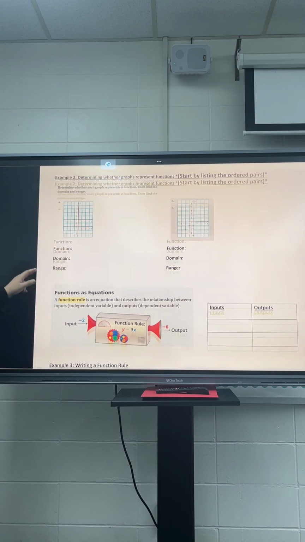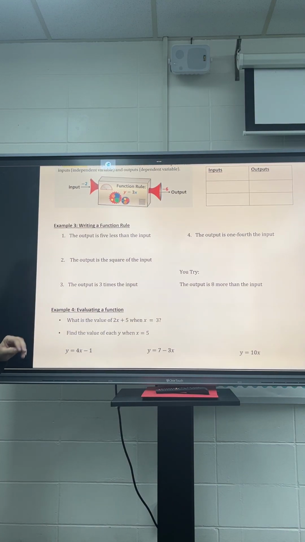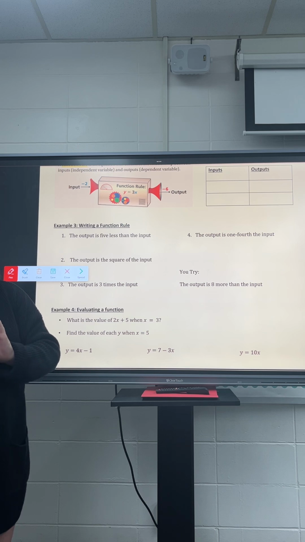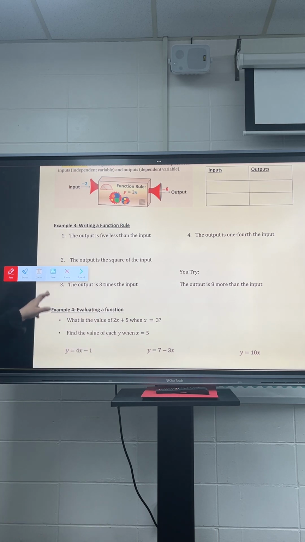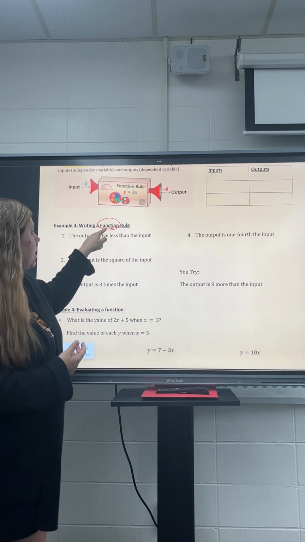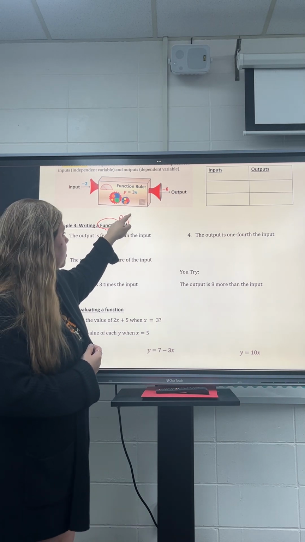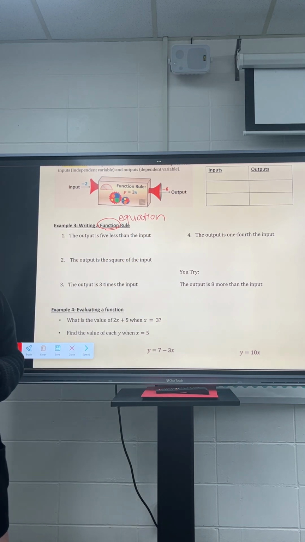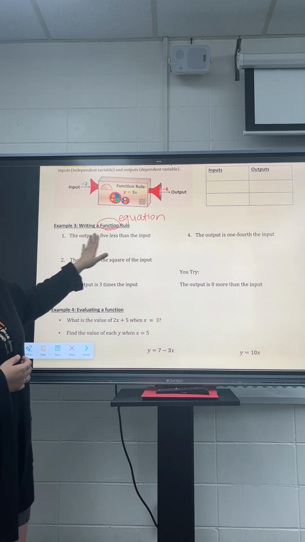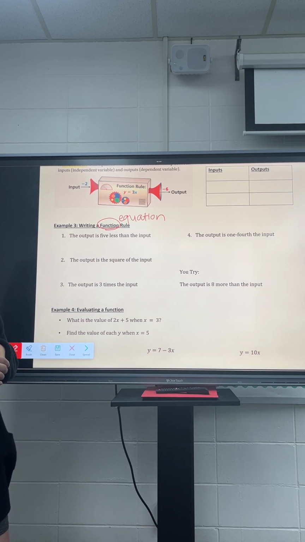One of the things that might have been a little bit of a struggle is this part right here, where we're taking these words and turning them into an equation. That's really what we're working towards in the next lesson that I'm going to get to in just a second. We need to understand that a function is the same thing as an equation, and our specific equation is in the form of y equals mx plus b. So we're really just taking all of these words and changing them into that format.